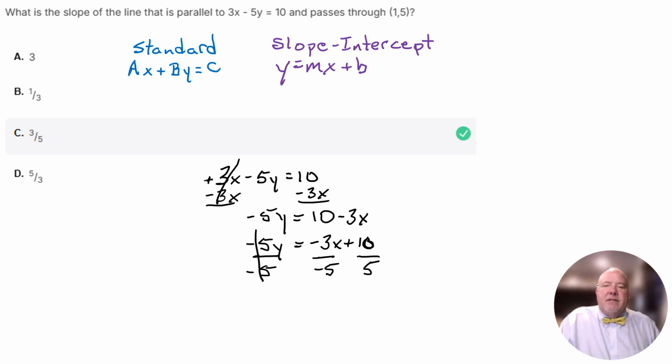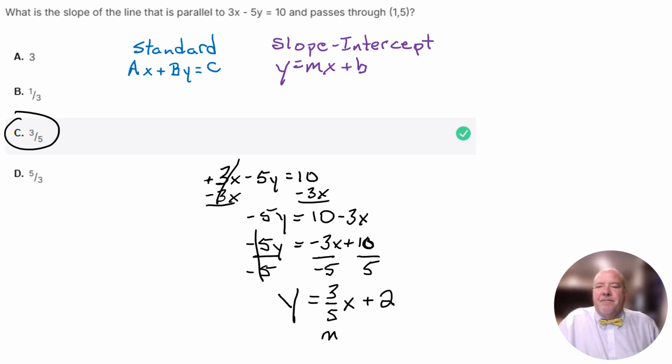So that cancels out. The negative 3x over negative 5, I can simplify to positive 3/5 because the negatives cancel each other out. And then 10 divided by 5 gives me 2. And so there's my equation in slope-intercept form: y equals 3/5 x plus 2. And here's my slope, the coefficient of x, which is 3/5. And so that gives me answer C.